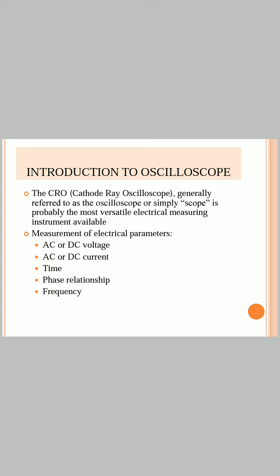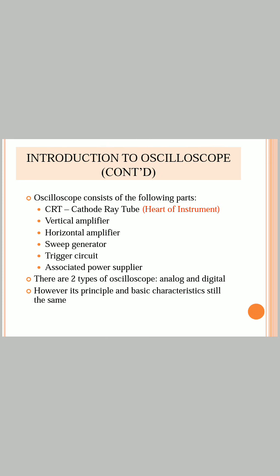So it is used for measuring electronic quantities like frequency, time period, amplitude, peak to peak voltage. All quantities are measured by CRO, and we can also see the pictorial representation of the wave. Now we can measure the following electrical parameters: AC or DC voltage, AC or DC current, time, phase relationship and frequency. Now we discuss the following important parts of CRO.